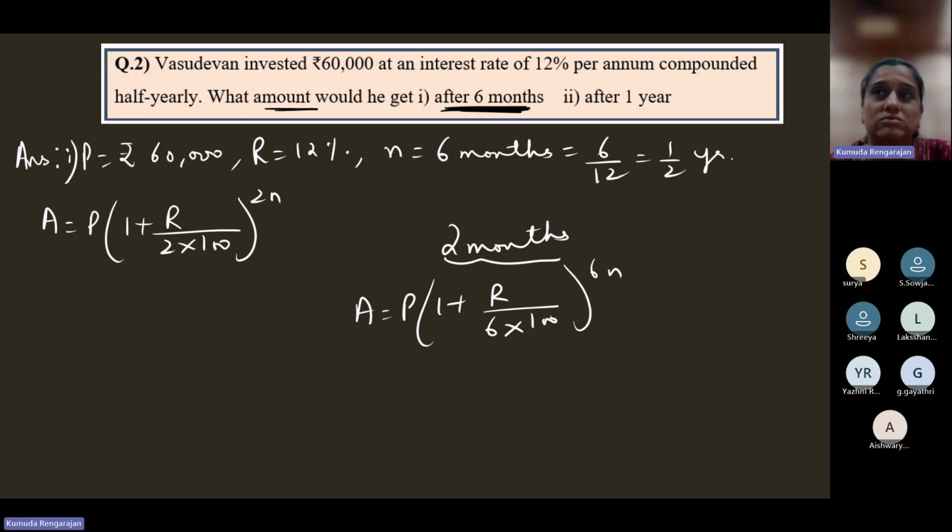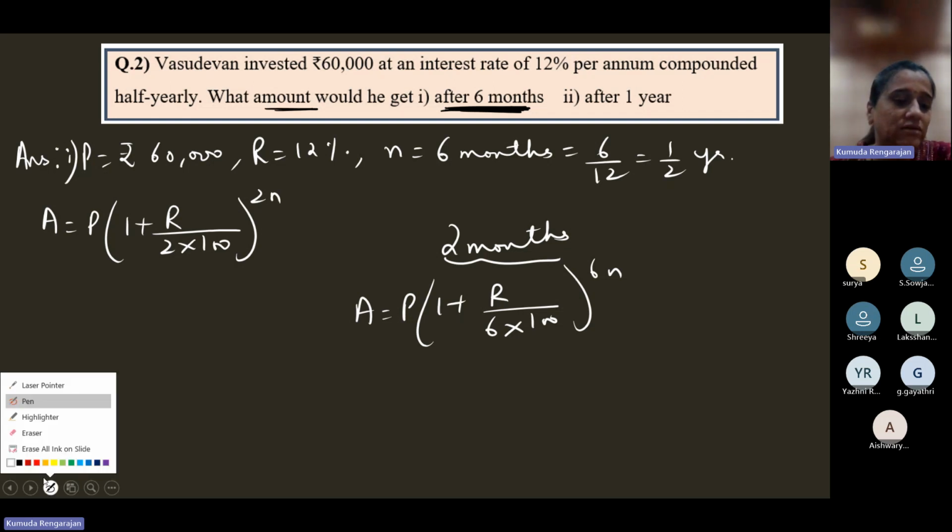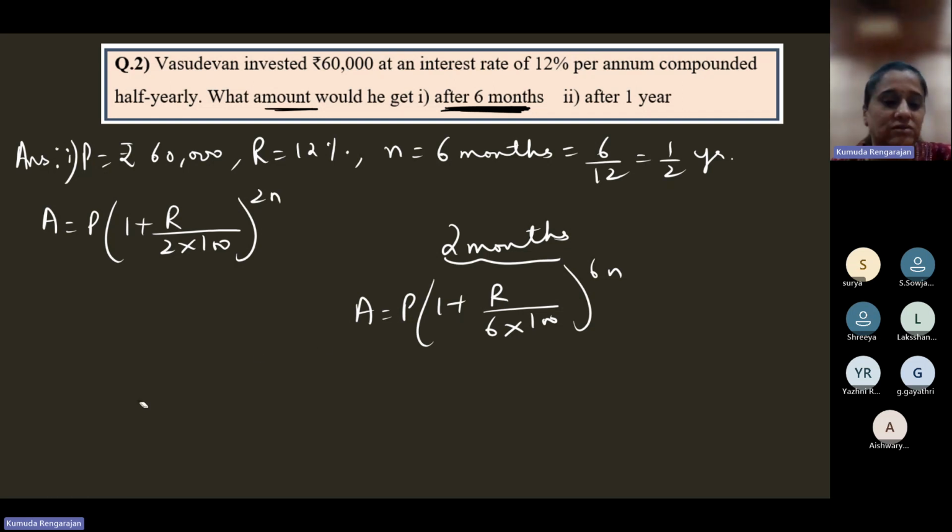So how do you generate the formula under different circumstances? If interest is given every 2 months, how many 2 months in 12 months? Why 12 months? Because 1 year is 12 months. So how many 2 months in 12 months? 6. So it is R by 6 and n into 6.